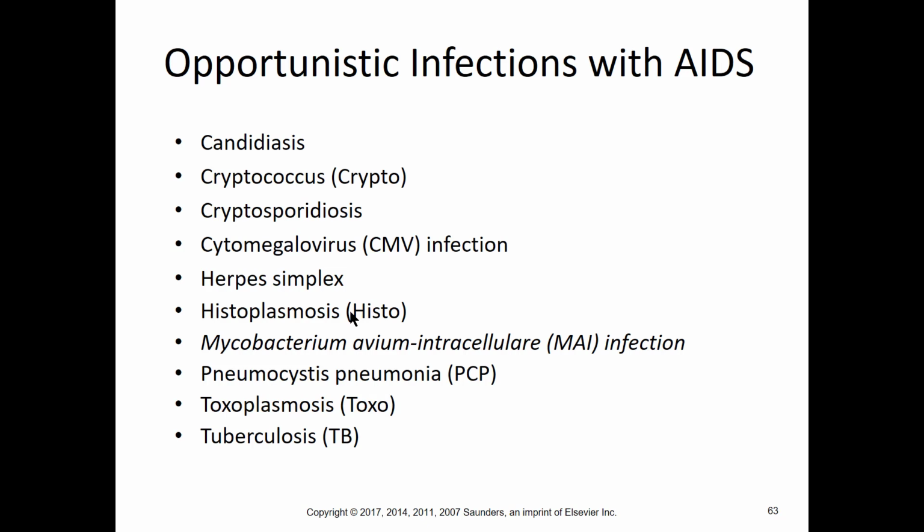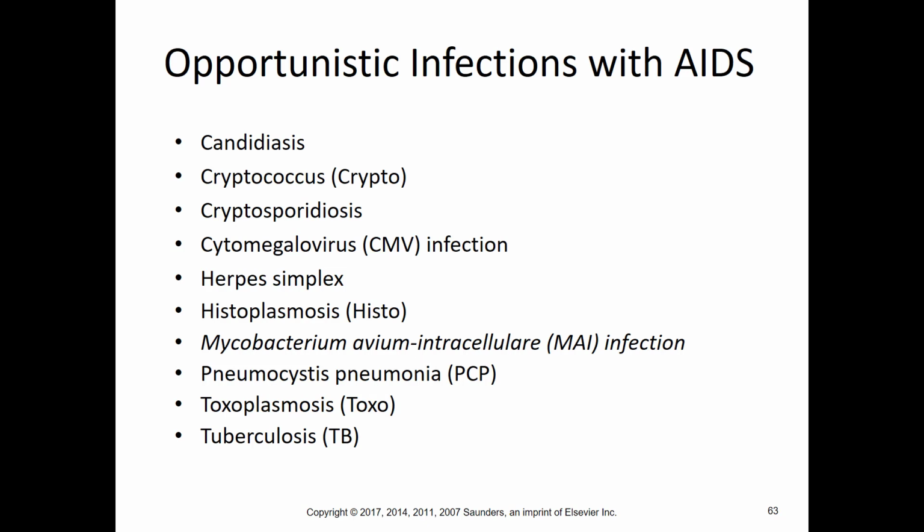Mycobacterium avium intracellulare infection. This is a more serious infection, and usually when the blood count or the T cell count is very, very low, less than 50, this opportunistic infection will invade and cause major infection in an AIDS patient.